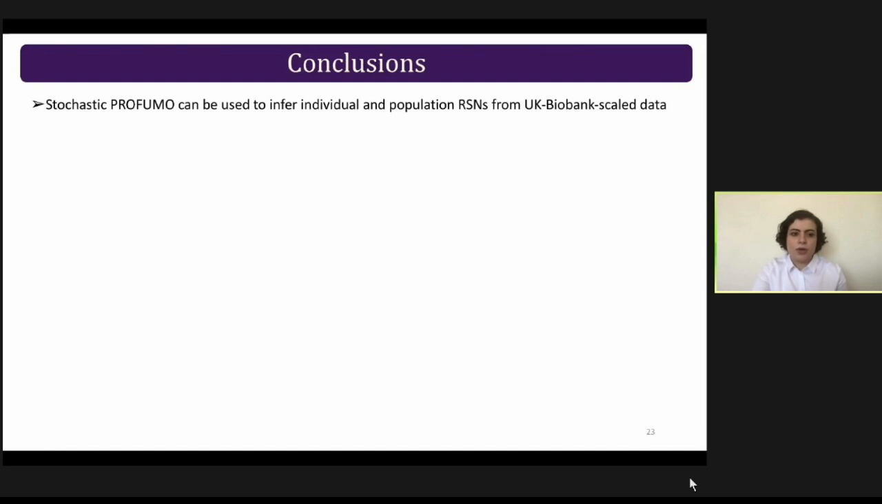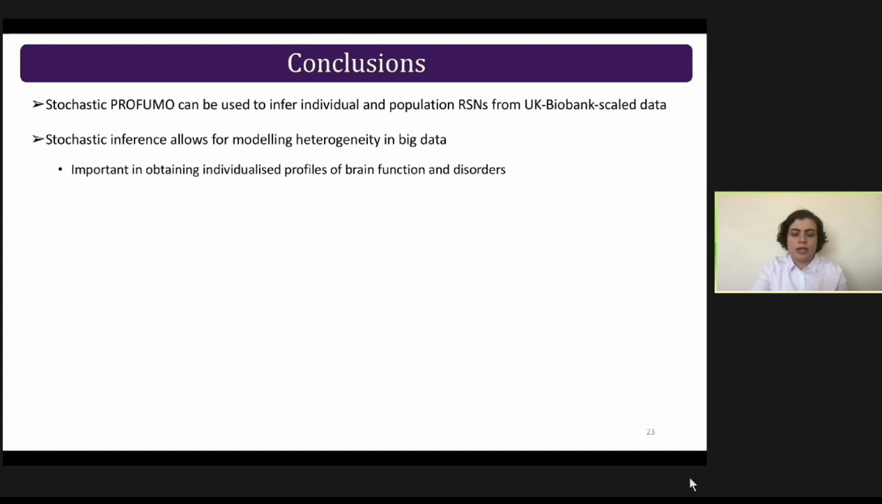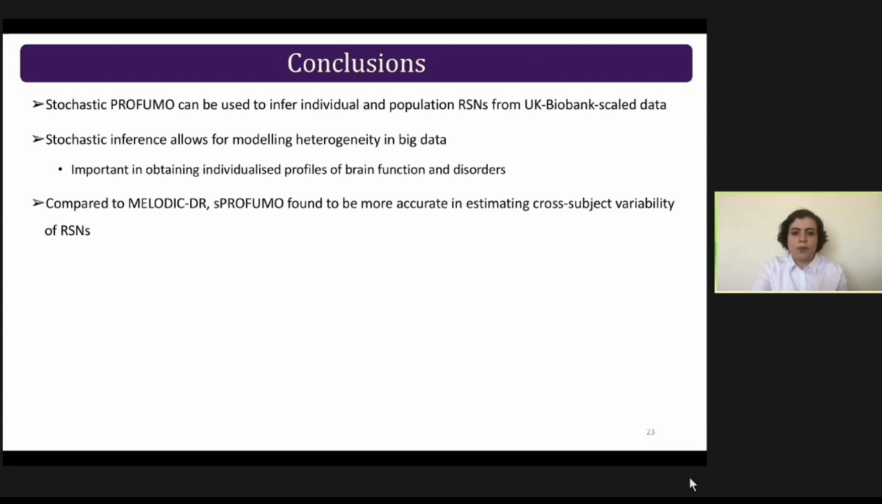Okay, so to conclude, stochastic PROFUMO allows us to infer individual and population RSNs from large data sets such as UK Biobank. Because of stochastic inference, we can afford to model more heterogeneity in big data populations. When we compared the results to MELODIC and MELODIC dual regression, at group level, they were comparable. At subject level, PROFUMO had better estimation of cross-subject variability.